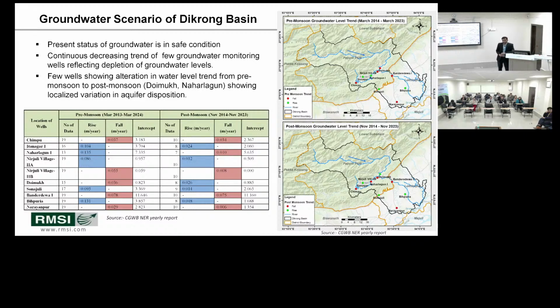Anyone? What is dynamic groundwater table? Actually, dynamic groundwater table means we can extract the water, let's say in post-monsoon the level was 10 meter, in pre-monsoon it was 6 meter, so in between that 6 to 10, we can extract the water till 6 meter.